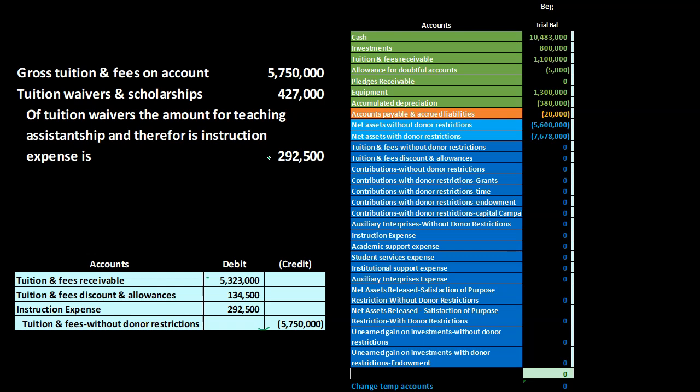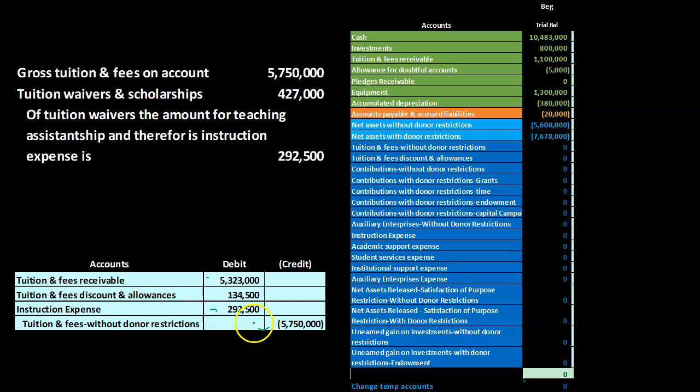Therefore, the 292.5 we're going to be recording in instruction expense. So that's going to be a debit to the instruction expense because that's basically a barter type of situation. We've got the revenue. We're not going to collect cash on it. Instead, they worked for it in that type of fashion. Therefore, we're going to debit the expense that was done, that's going to be to the instruction expense. The other portion, which is going to be the 427 minus the 292.5, which is the 134,500, is going to go to the tuition and fees discount and allowances.